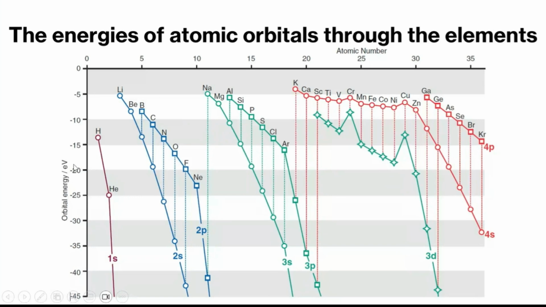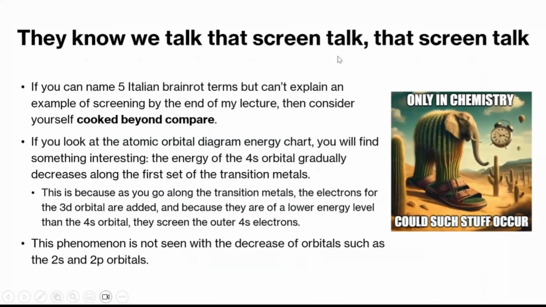And also right here are the energies of various atomic orbitals through the elements. We need to explain the concept of screening. So, basically, if you can name 5 Italian brain rot terms, but can't explain an example of screening by the end of my lecture, then honestly, you're cooked, bro.